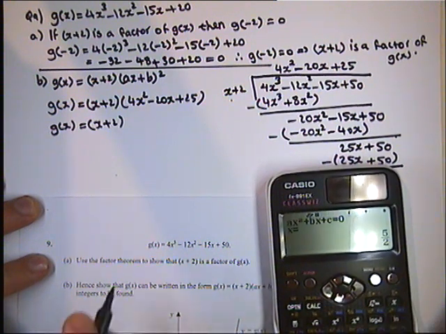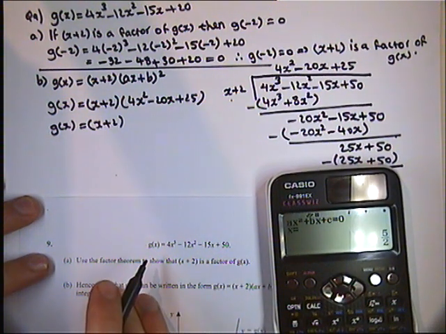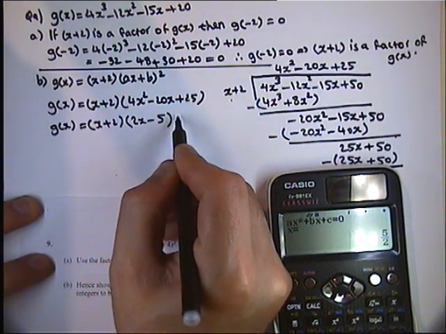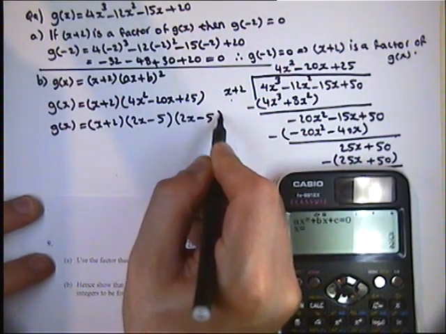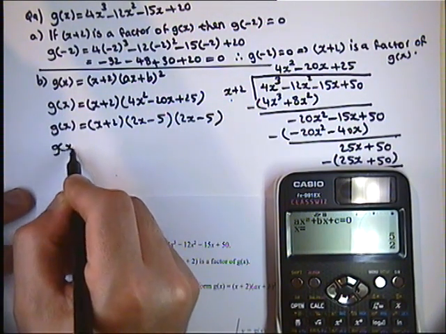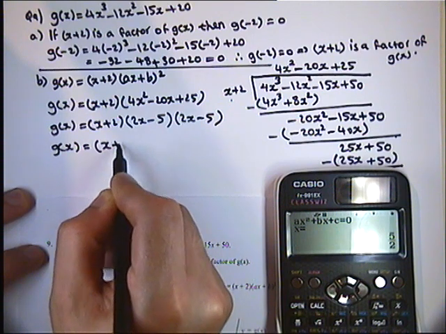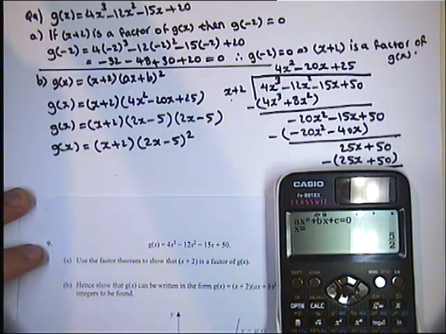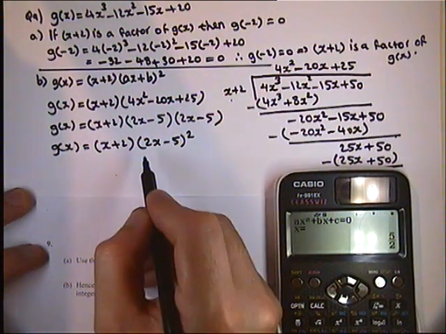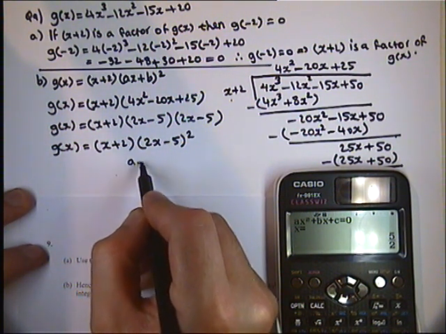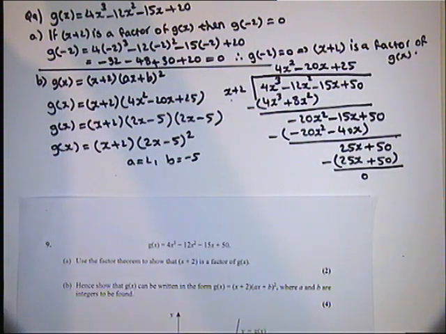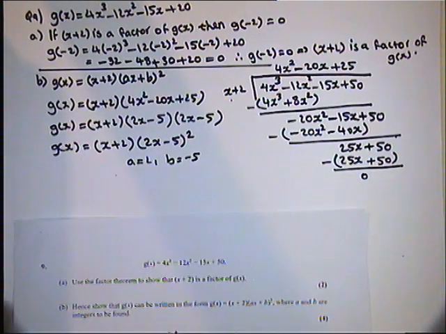So if x equals 5 over 2, 2x minus 5 is a factor. 2x minus 5, 2x minus 5. Therefore, g of x is equal to x plus 2 times 2x minus 5 squared. Therefore, a is equal to 2 and b equals minus 5. Okay, let's move on to part C.